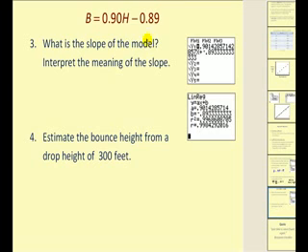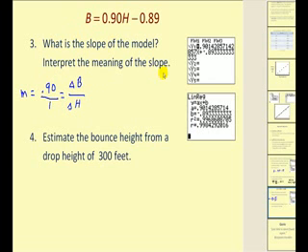The next question, what is the slope of the model? And we'll use the model that was rounded. So our slope is equal to 0.90. Remember, slope is usually more helpful when it's in the form of a fraction. So I'll put this over 1. Remember, slope measures the change in y over the change in x. But in this case, the change in y would be the change in the bounce height with respect to the change in the drop height.